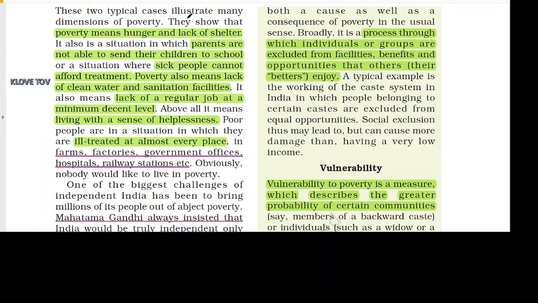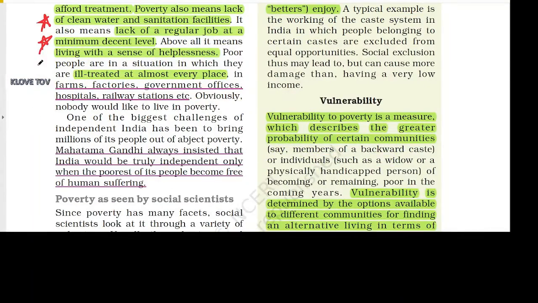These two typical cases illustrate many dimensions of poverty. They show that poverty means hunger and lack of shelter. It also is a situation in which parents are not able to send their children to school, or a situation where sick people cannot afford treatment. Poverty means lack of clean water and sanitation facilities. It also means lack of a regular job at a minimum decent level. Above all, it means living with a sense of helplessness.